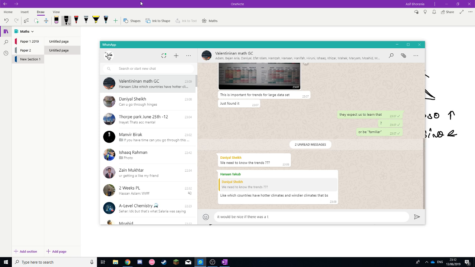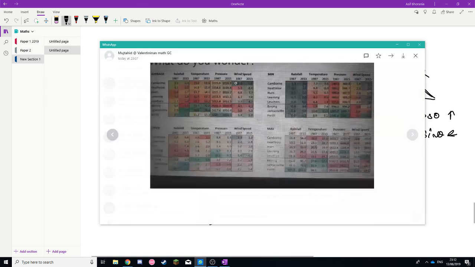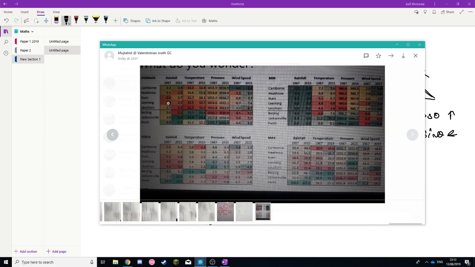Actually, the colors do tell you though. The colors tell you if it's hot and cold. What's this? So when it's red, it's less. Green is more. So Perth has high pressure. Beijing has low pressure. Perth has high pressure. West Perth. That's Western Australia.